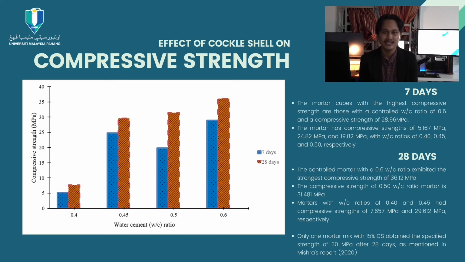For 28 days, the control mortar with 0.6 water cement ratio exhibits the strongest compressive strength of 36.12 megapascal. The compressive strength of 0.5 water cement ratio mortar is 31.481. Mortar with water cement ratio 0.4 and 0.45 has compressive strength of 7.937 and 29.631. Only one mortar mixed with 50% cockle shell obtained the specific strength of 30 megapascal after 28 days, as mentioned in Mishra report.